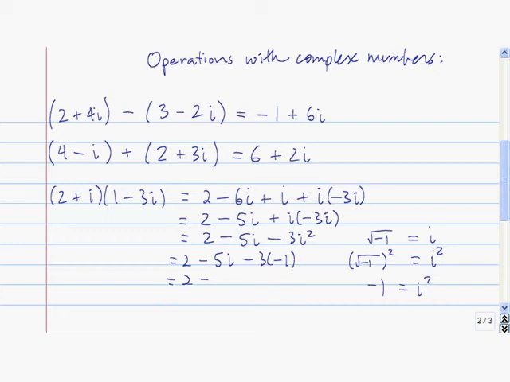So we get 2 minus 5i. Minus 3 times minus 1 is plus 3. So our final result, we combine the 2 and the 3, because those are the real parts of this, we get 5 minus 5i.